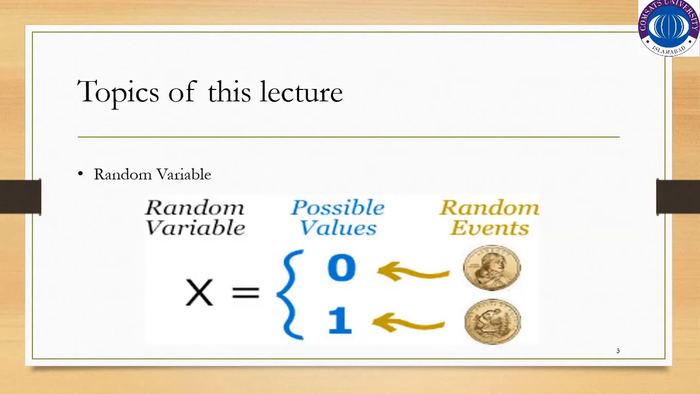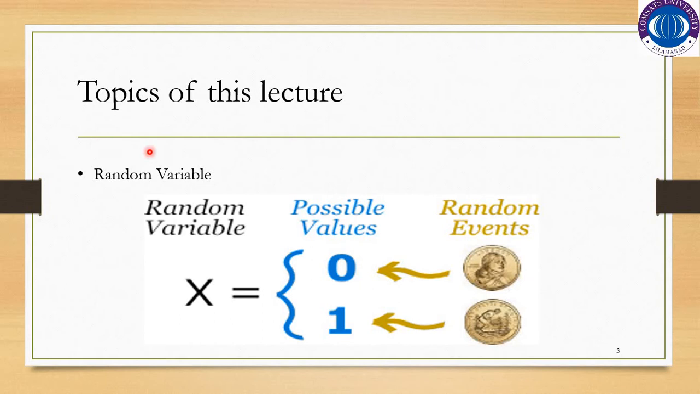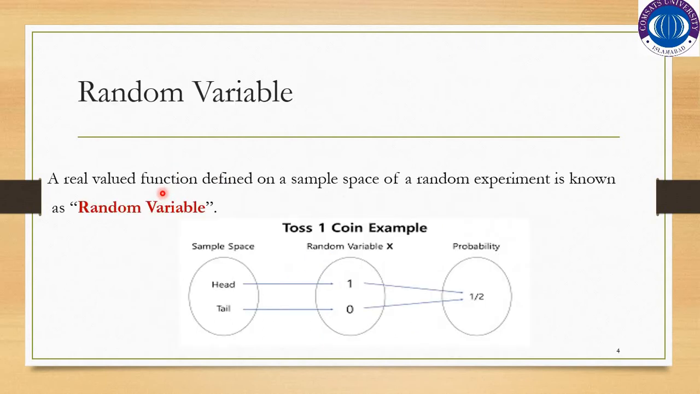Today's topic is random variable. Let us define first what a random variable is. A real valued function defined on a sample space of a random experiment is known as a random variable. What is the random variable?